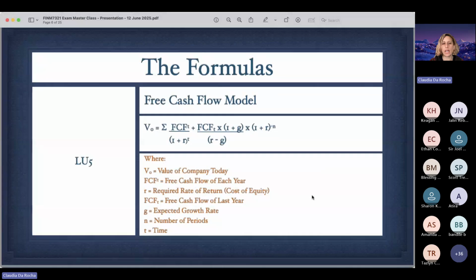Okay, then we have the free cash flow model. This was already touched on in Learning Unit 2 when we had to do mixed streams of cash flows. What has happened in Learning Unit 5 is they're giving us a formal formula to work with, using growth rates. Again, the required rate of return.